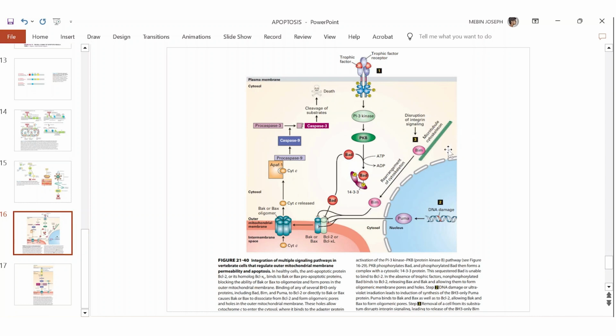If integrin is disrupted, that is also a death signaling or apoptotic stimuli. Then the third one that we saw is heavily damaged DNA. When DNA is heavily damaged, that is also considered as apoptotic stimuli or death stimuli. So that is about the intrinsic pathway of apoptosis.